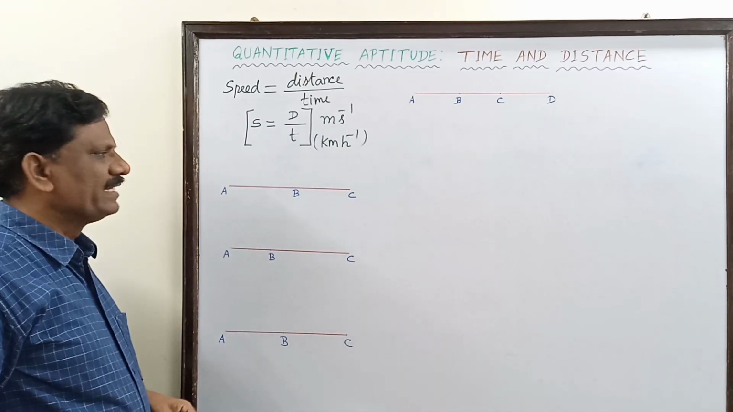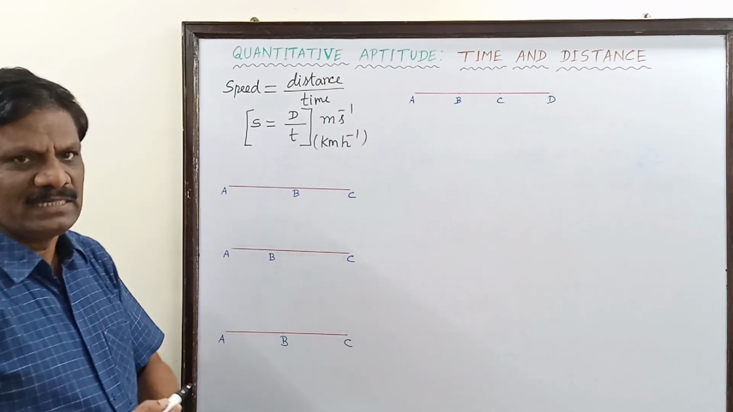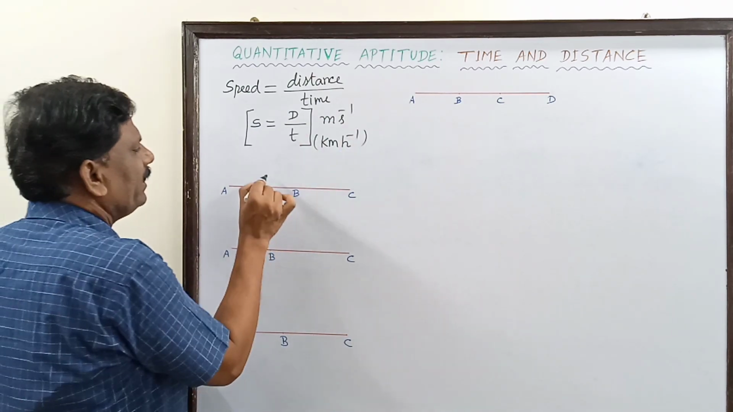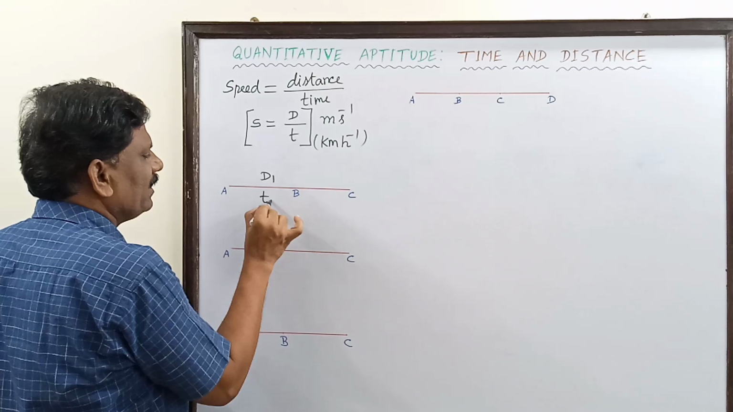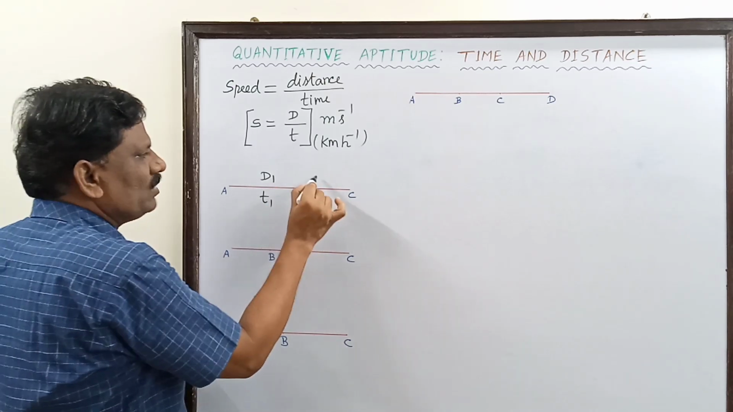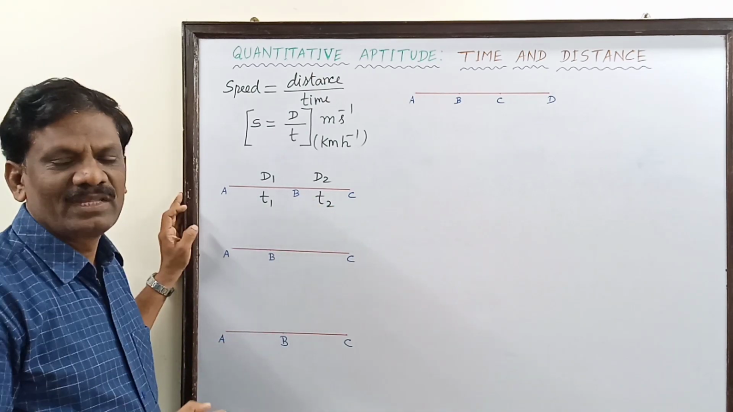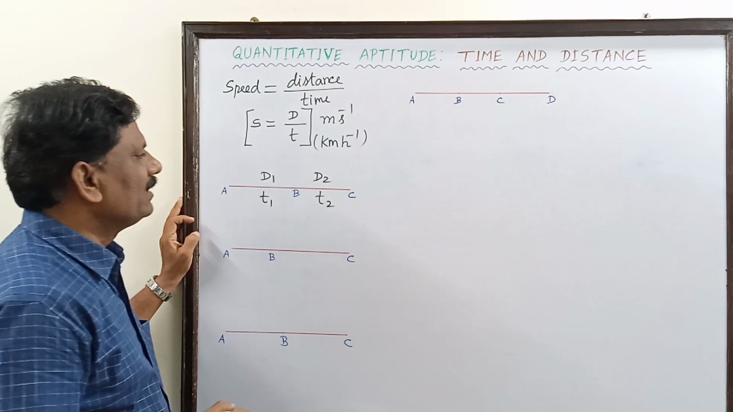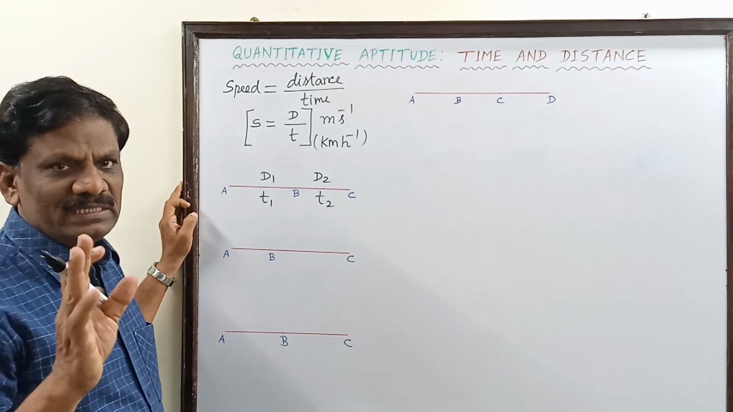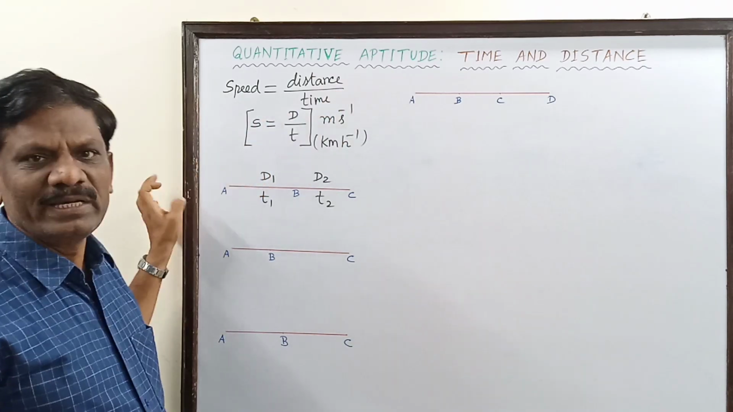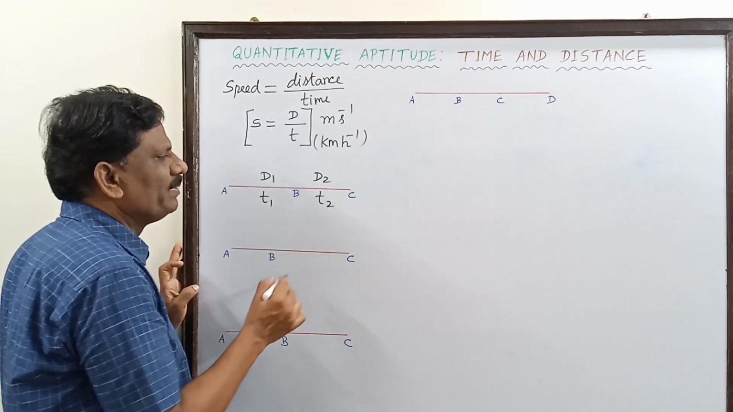Now first let us take a body traveling from A to B and continuously from B to C. So A to B, let the distance traveled be D1 and the time taken be T1. And from B to C the body travels a distance D2 in a time T2. Okay? So in this case, how to find the average speed? In general, speed is distance traveled by time taken, isn't it? And now what is meant by average speed here?